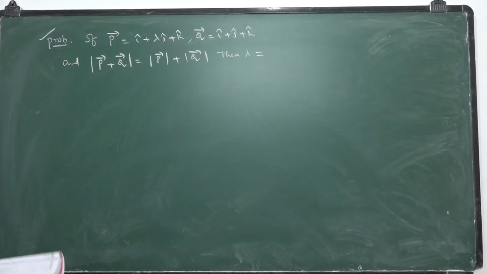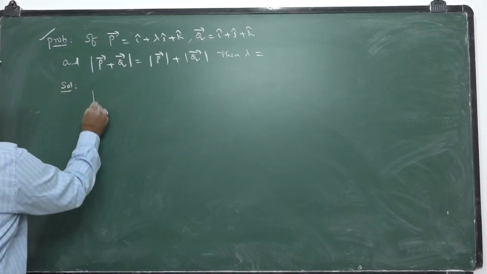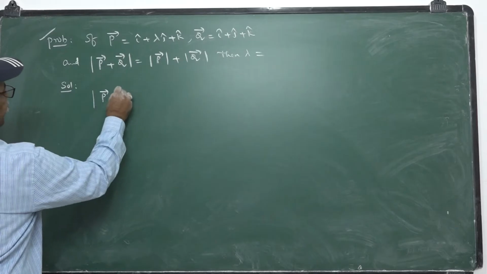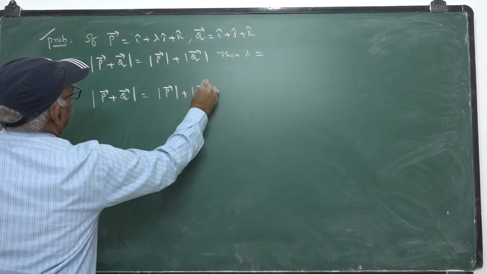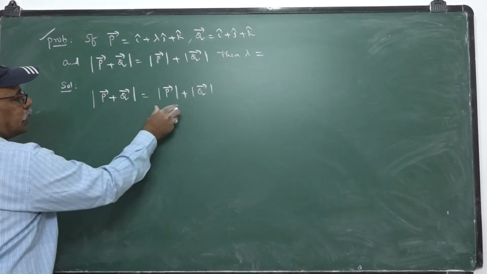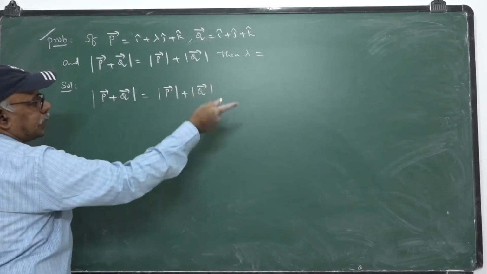Here P bar and Q bar are given as i plus lambda j plus k and i plus j plus k. Moreover, given modulus of P bar plus Q bar is modulus of P bar plus modulus of Q bar. Then lambda equal to? Here modulus of P bar plus Q bar is mod P bar plus mod Q bar. This is a scalar, this is a scalar, this is a scalar, some x equal to y plus z form.